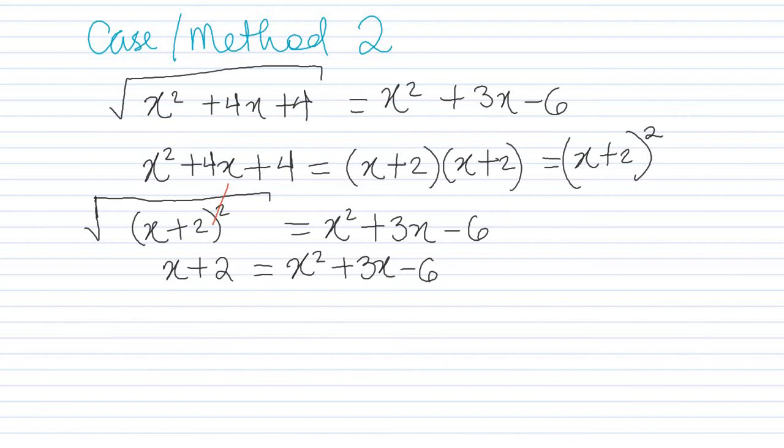Now, one thing that may be a little bit confusing for people is what we just had here falls into a category where we have to apply an absolute value. So we don't just have x plus 2 equals x squared plus 3x minus 6. We actually have the absolute value of x plus 2 equals x squared plus 3x minus 6. We have an absolute value here and here, equals x squared plus 3x minus 6. And yeah, this is it.